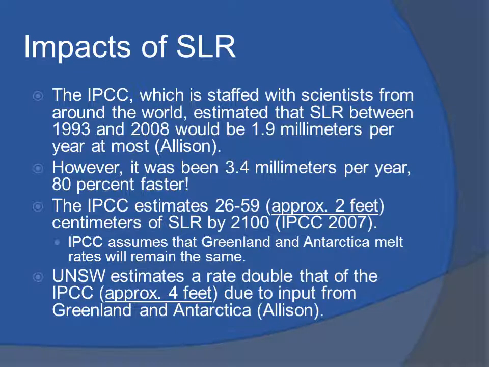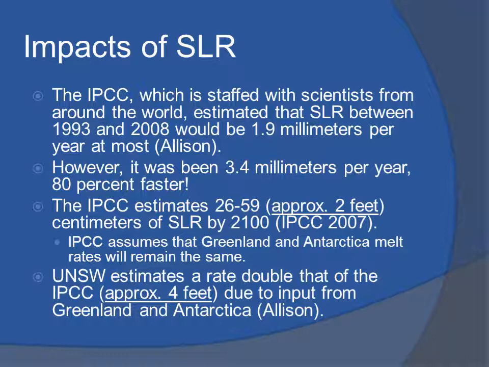Now that we've explored the science behind sea level rise and how it works, let's turn to some of the effects of sea level rise. In its 2001 report, the IPCC estimated that between 1993 and 2008, there would be at most 1.9 millimeters of sea level rise per year. However, in its 2007 report, the IPCC explained that there had actually been 3.4 millimeters per year of sea level rise, which is 80% faster. This shows that sea level rise is actually accelerating, and that's a concern.